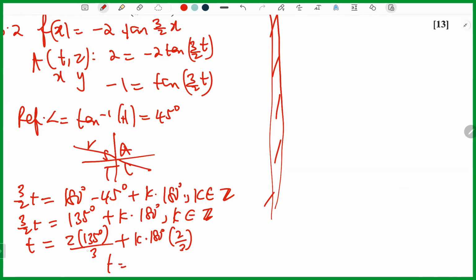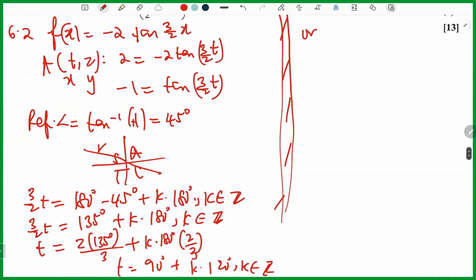So you multiply this. 2 times 135 is 270, divided by 3 is 90, and then 180 divided by 3 is 60, times 2 is 120. So this will give us 90 degrees plus k times 120 degrees, where k is in the integers. All right.